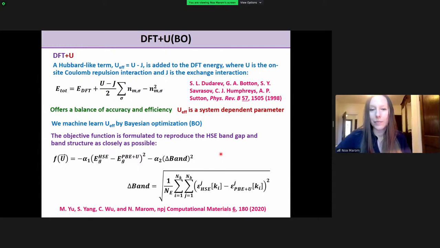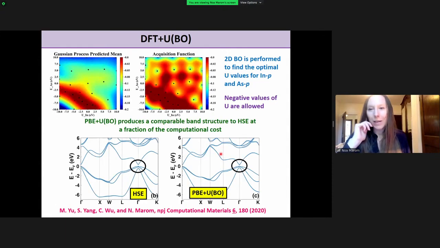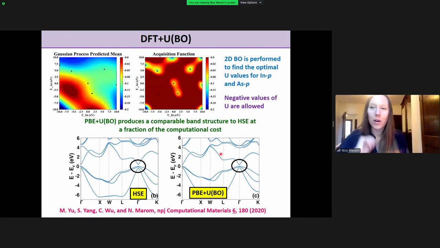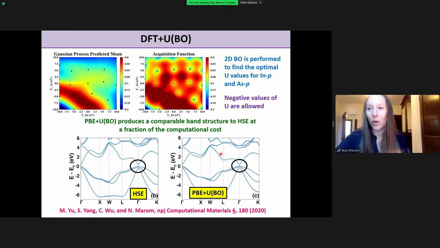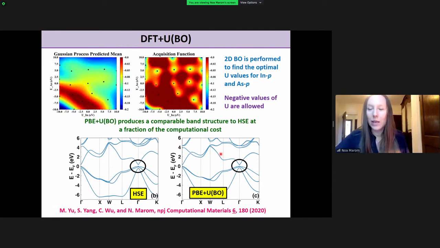And I imagine you must have tested this quite a lot of times. So are there any materials where you get really unexpected U values compared to what usually is used in literature, like 2 to 5 eV for d materials or something? So the negative U values for the p orbitals, I was pointing to that, yeah. They are somewhat unexpected.